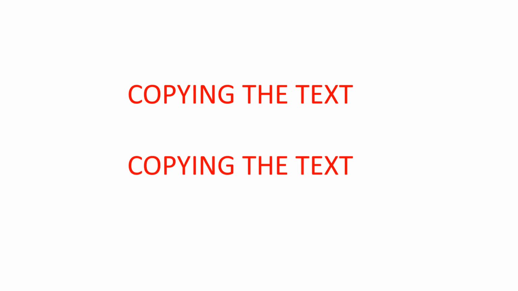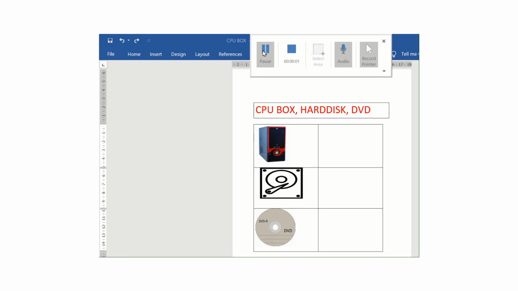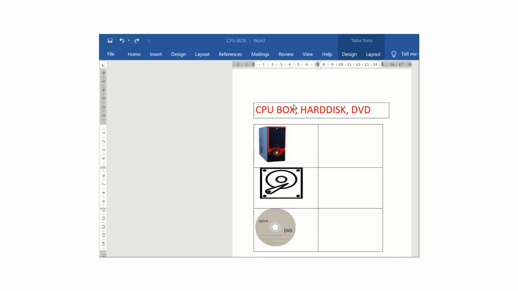When we copy the text, we don't move the text from the original location. In copying the text, we duplicate the text. That means it is present in its original location also and in the new location also. Example, we want to copy the CPU box from the hint box.